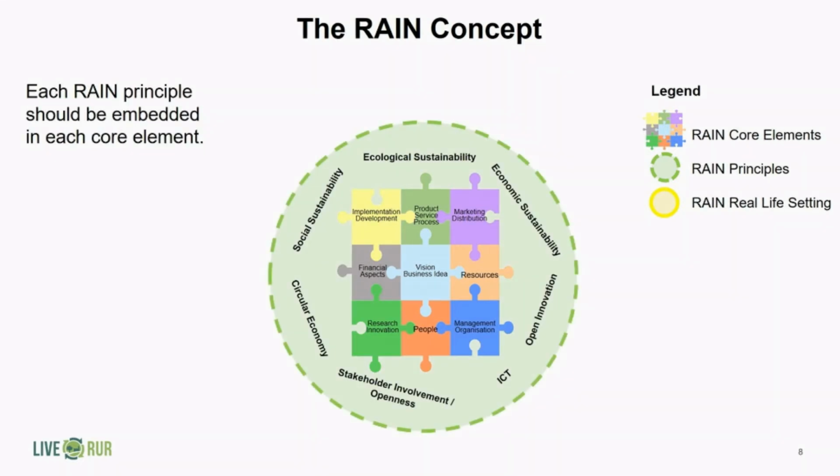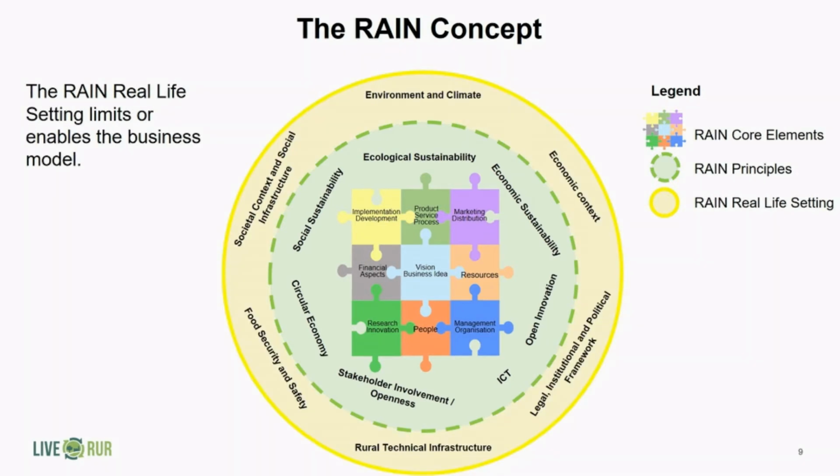The RAIN core elements are embedded in what we call the RAIN principles. When designing each core element, make sure to consider those principles. The RAIN principles have been developed and structured as an outcome of the LIVERUR project. These principles are social, economic and ecologic sustainability, open innovation, ICT, stakeholder involvement and openness, and circular economy.